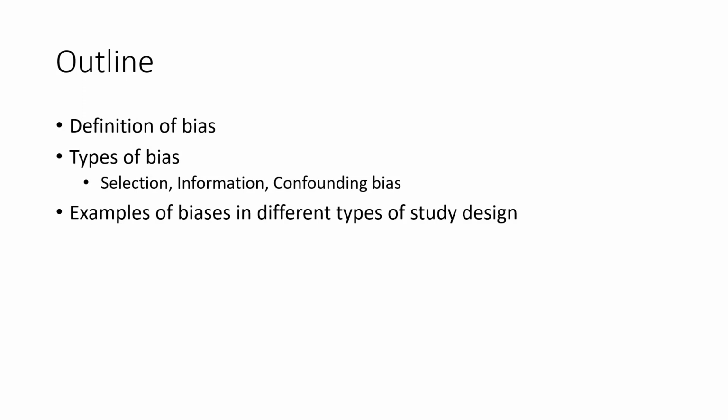And then we're going to discuss some examples of biases in different types of study design, because as you're going to see, some biases you can find in all observational studies, in cross-sectional studies, and other biases are very specific to a certain type of study design. For example, loss to follow-up is very specific to cohort studies. Berkson bias is very specific to case-control studies. So some biases can be found in all types of observational studies, and others are more specific to a certain type of study design.